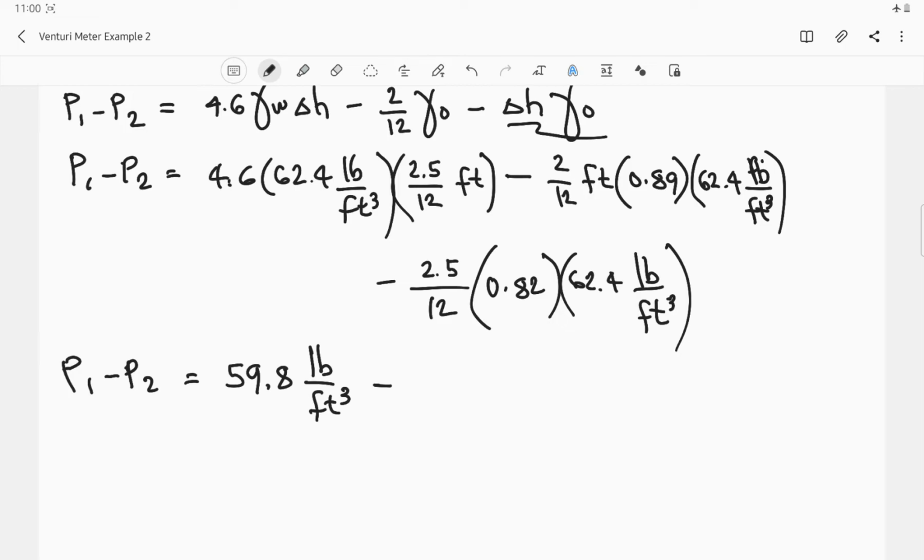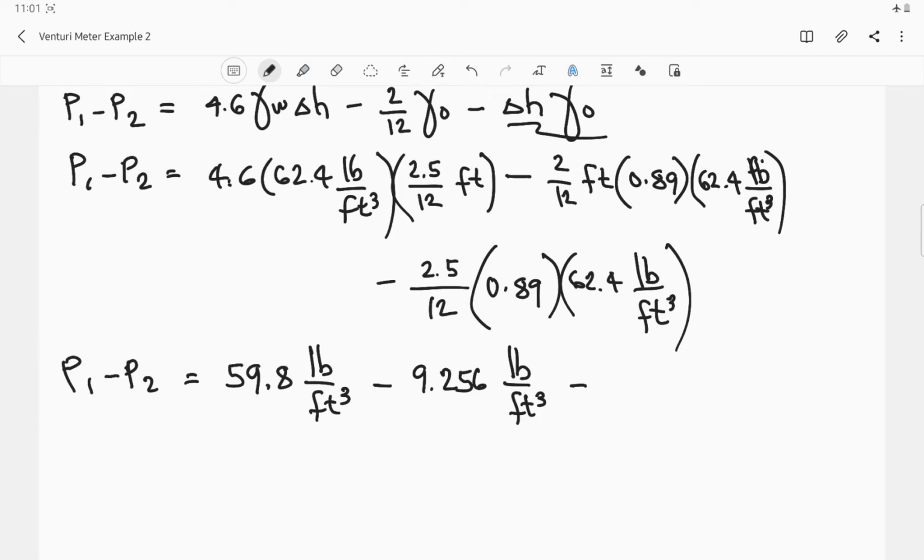Divided by 12 times 0.89 times 62.4. How much is it? 9.256. Please just check it in your calculator, because I made a mistake in the computation. Minus 0.82... no, 0.89. It is 0.82, I made a mistake. Sorry about my calculator.